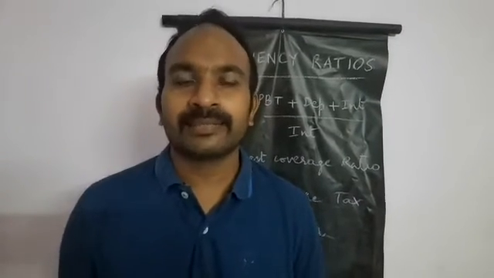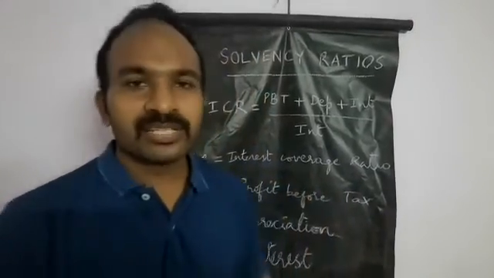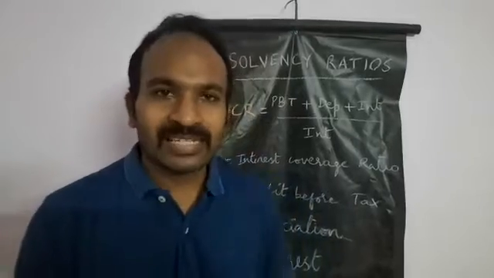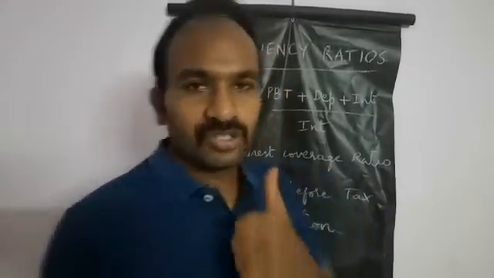Solvency ratios tell about a firm whether it has the capability to pay the interest part and total debt service. So here in solvency ratios there are two ratios. One is interest coverage ratio. Second one is debt service coverage ratio. So moving on to interest coverage ratio.